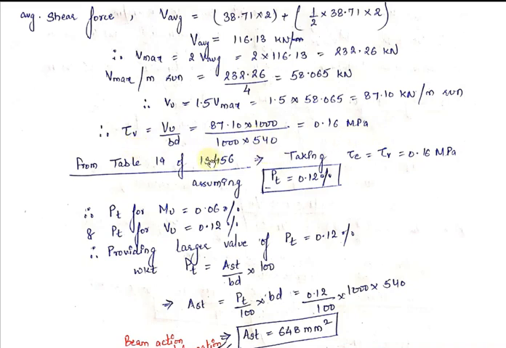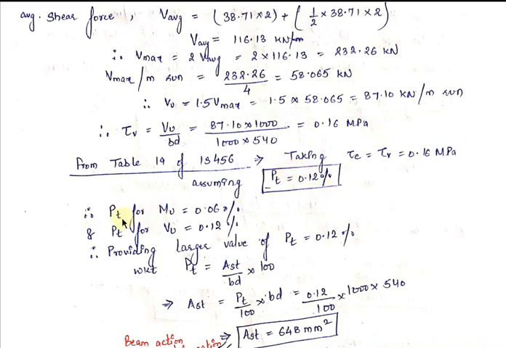Now from table 19 of IS 456, we will take tau C equal to tau V equal to 0.16 MPa. If you see table 19 of IS 456, you will find that for 0.16 MPa the value of PT is not given. For 0.25 or 0.28 it is given. So this value is less than that value, but the percentage of steel cannot be less than 0.12 percentage.